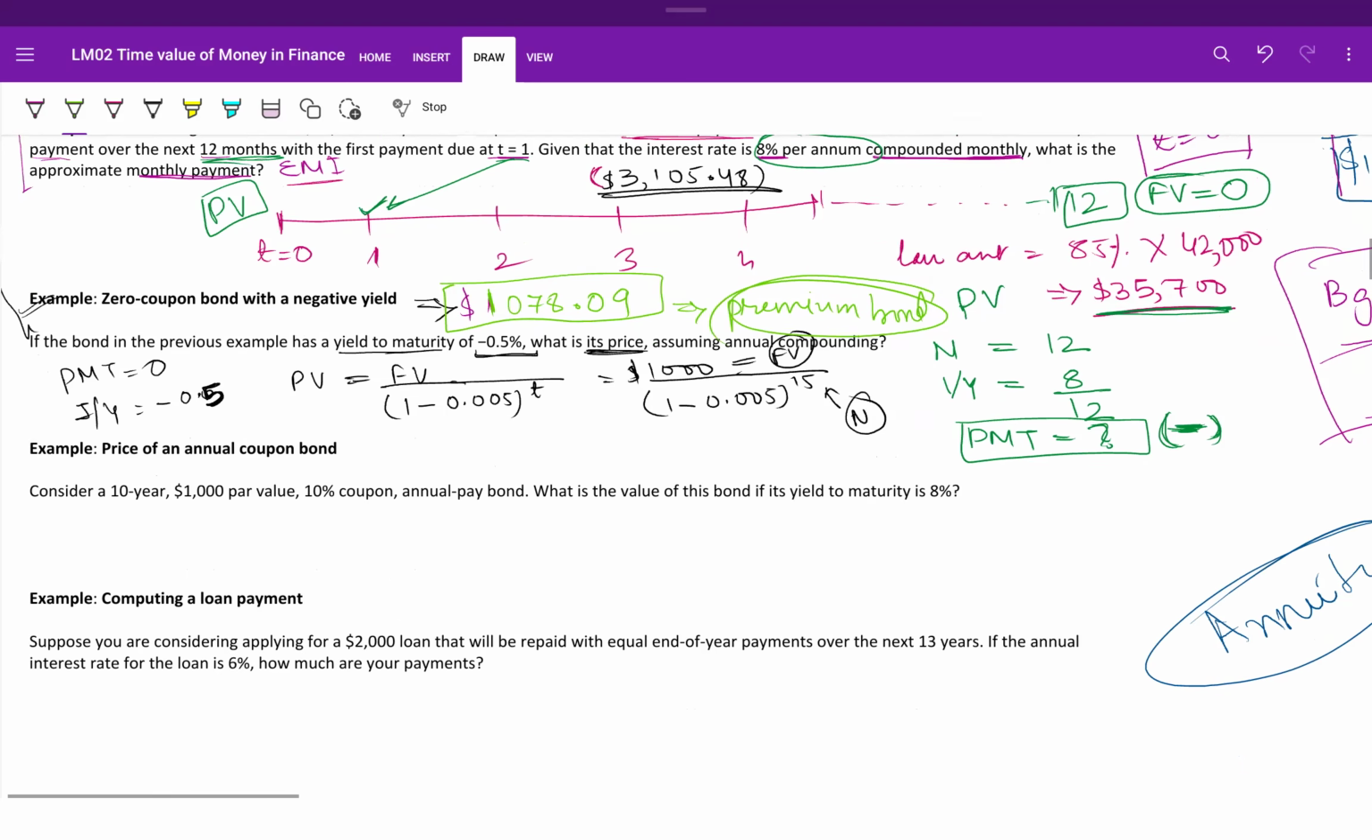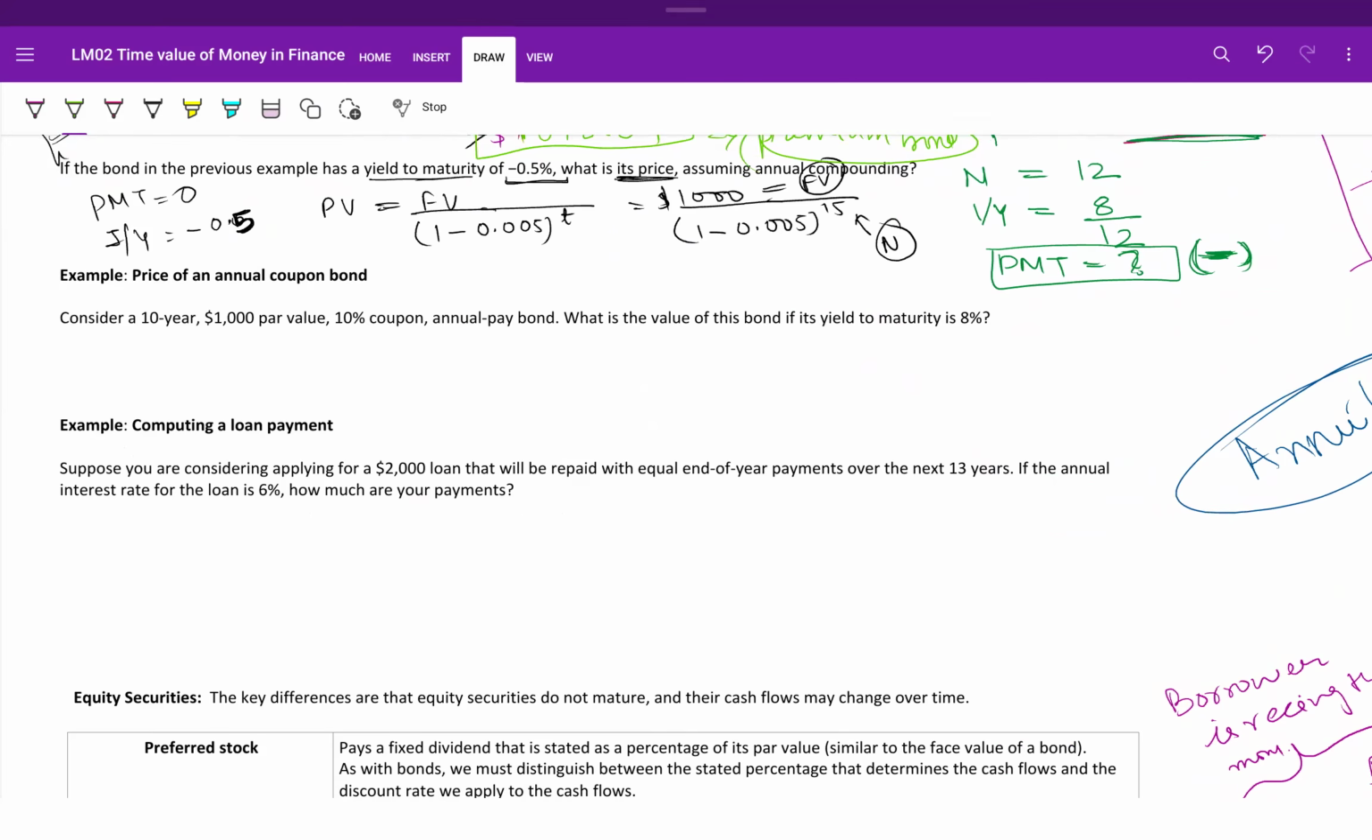Okay, so now let's do our last two examples. We are left with two more examples. Price of an annual coupon bond. Here, this bond is paying a coupon annually. Consider a 10-year $1000 par value. When they say par value, this is the future value, the face value. 10% coupon bond. The tenure N is 10. This is FV. This is PMT. Annual pay bond. What is the value of the bond if the yield to maturity is 8%? And this is I/Y.